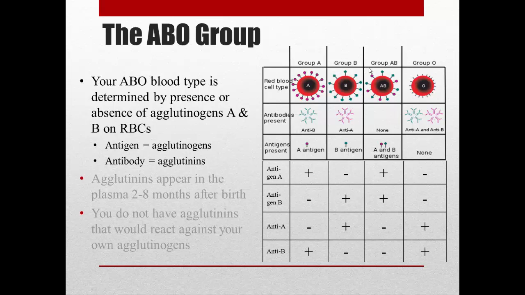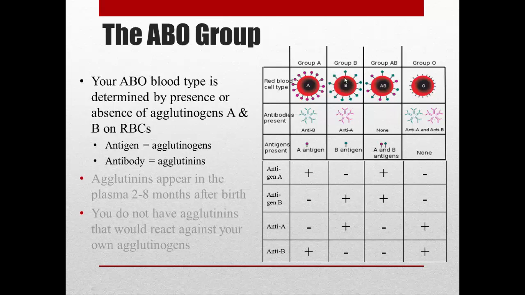So here's the four groups or four types of blood. You can either be A blood, B blood, AB, or O blood. If you have A blood, then you have A antigens or agglutinogens on your red blood cells, and that's what these little glycoprotein lollipop things look like. So notice that the person has A antigens.